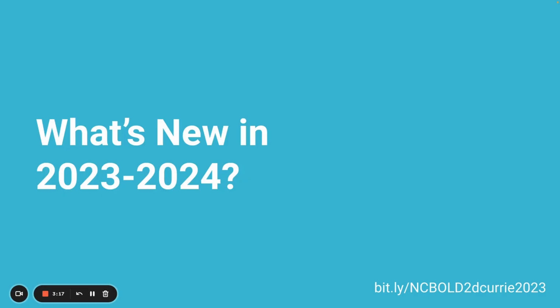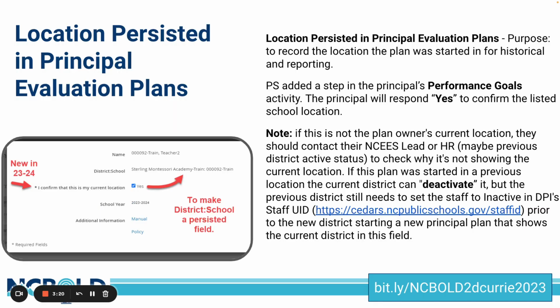So let's look at what's new in NCEES for the 23-24 school year. We had noticed that principal plans are automatically populated by the system. However, sometimes there are plans in a school district that still have a principal active when they come in, and their district may be wrong. So now Power School, with NCEES, has added this district school icon, and you have to confirm that this is your current location. If for some reason this is not your current location, then you would need to talk to your NCEES district administrator to deactivate that plan. Do not start a plan that is wrong, so don't check yes if it is wrong. We want to get that corrected before you ever get started.